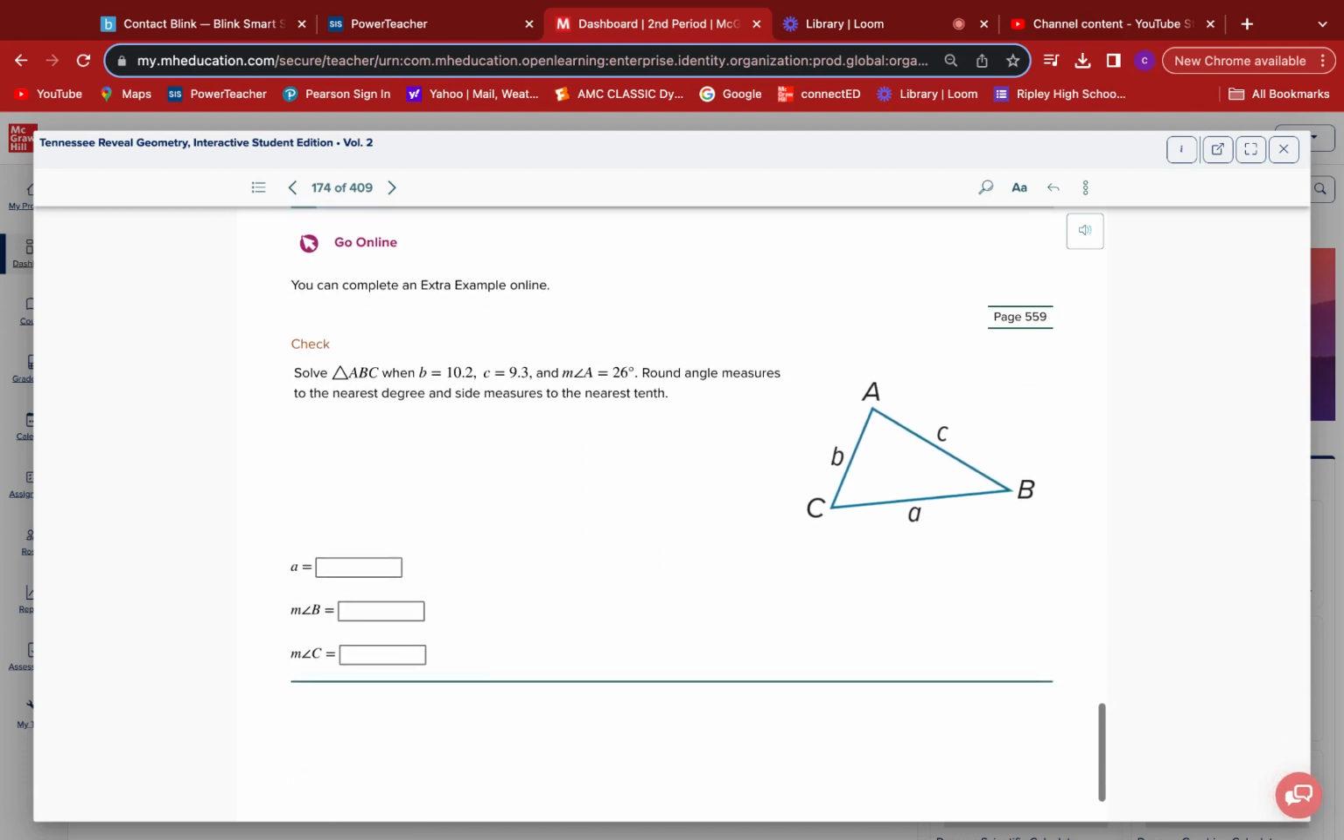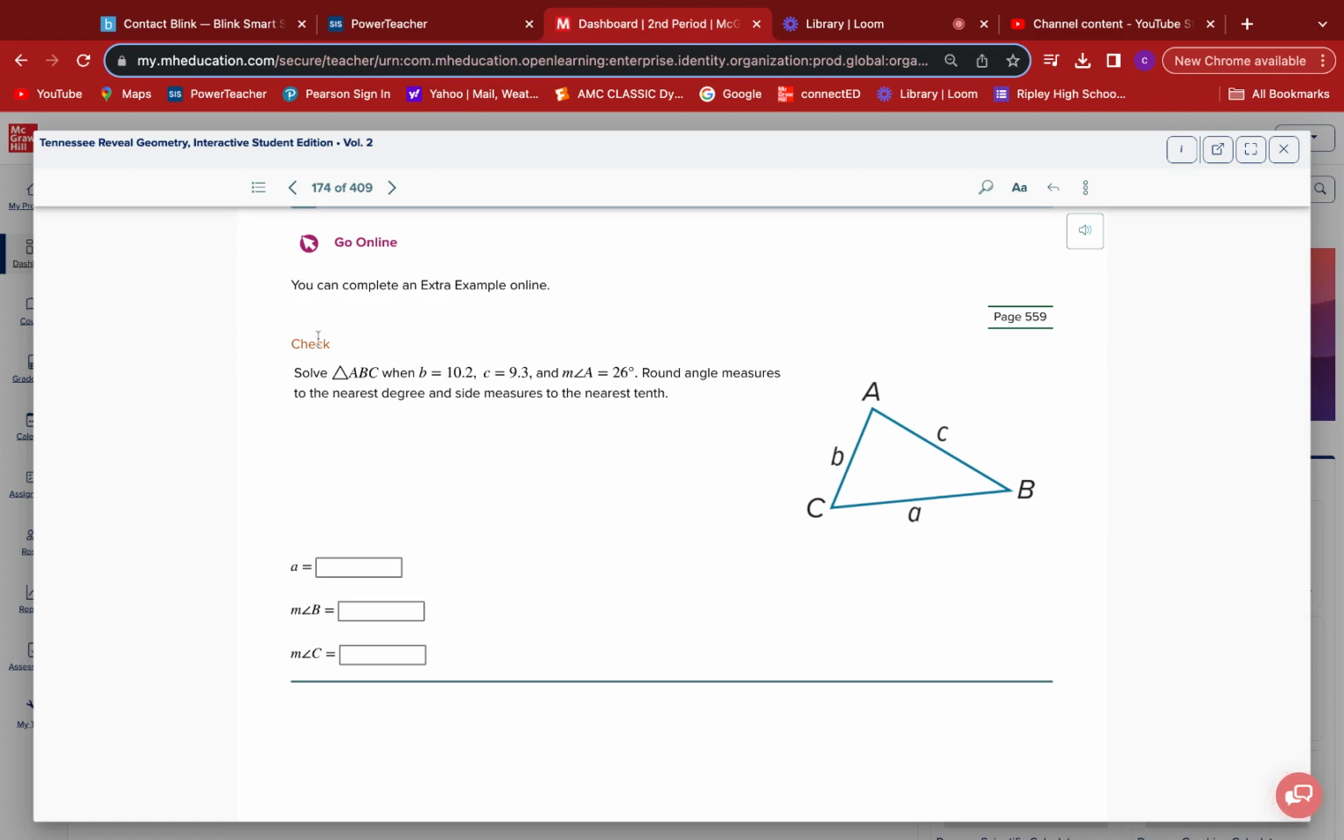And we're going to do the same thing on our check, which is on the next page, is it not? Yes, it is. Page 560 of your workbook. Looking for all of your missing stuff. Oh, goodness, and they don't give me anything. All right, so B, there it is, 10.2. C, 9.3, and angle A is 26. So I got to find side A, angle B, and angle C. All right, so let's find A first.